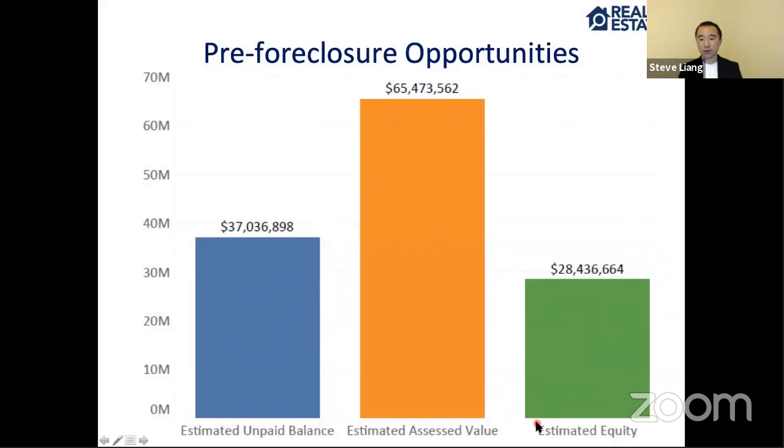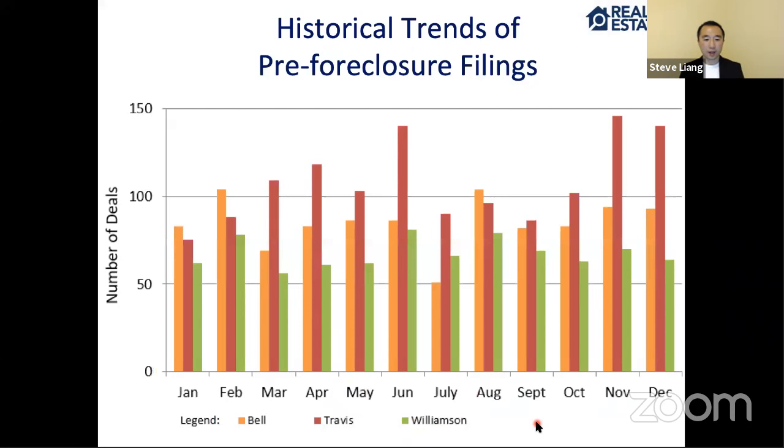So that's how we calculated this equity. And here we also have a historical trend of pre-foreclosure filings, so you can see it month by month. There is quite a bit of change here in Austin, which is a very interesting phenomenon.